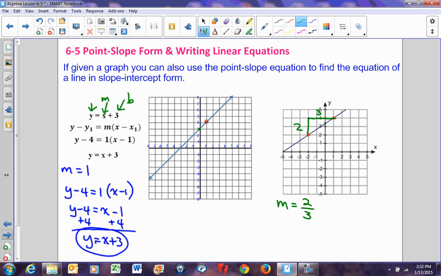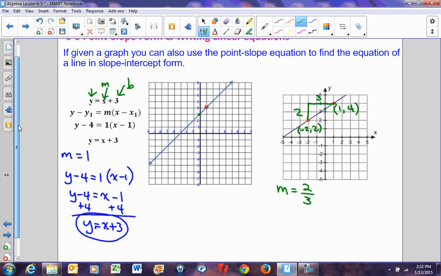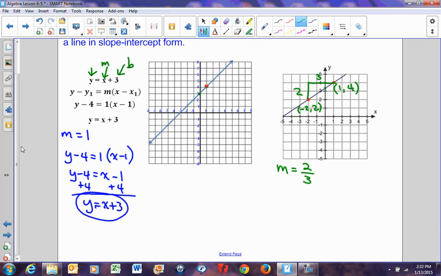The coordinates of the points: this is -2, 2. This point here is 1, 4. So those are my 2 points. It doesn't matter which point I choose to use for my equation. I'm going to use -2, 2, even though 1, 4 could probably be easier, just to prove that it doesn't matter which point you use. So y minus 2 equals my slope, 2/3, parentheses x minus a -2, which means plus 2. There's my equation in point-slope form.